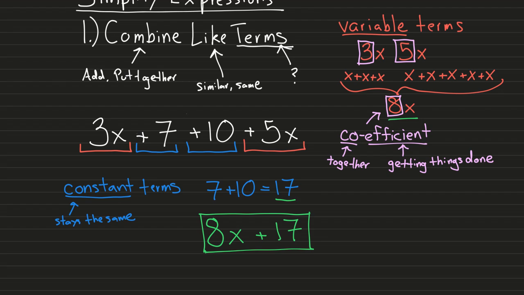We can't simplify this anymore because notice we don't have like terms. We don't have any like terms to combine. We just have 8x, which is our variable term. And we have 17, which is our constant term. We cannot combine those.